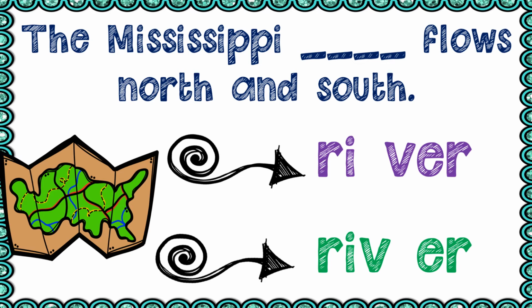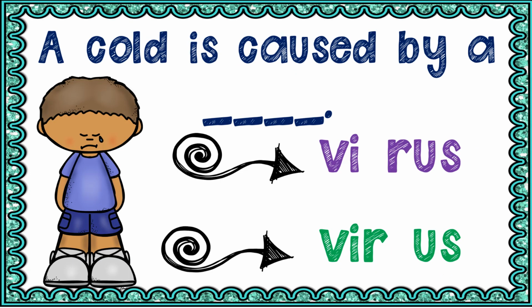So really pay attention when you're reading these words where that syllable break would go. A cold is caused by a vi or vir. It would be virus, right? So it would be the first one because your I is going to say its name. It's going to be the end of your syllable.